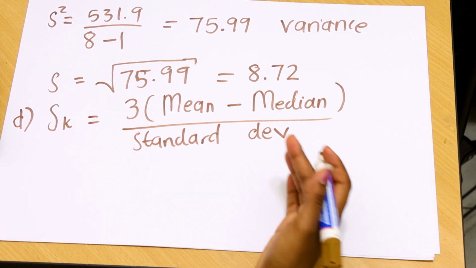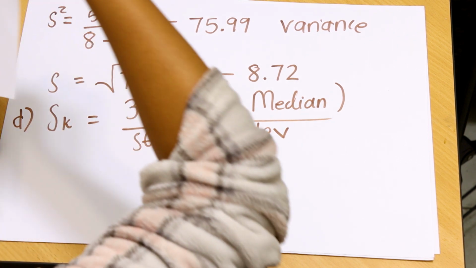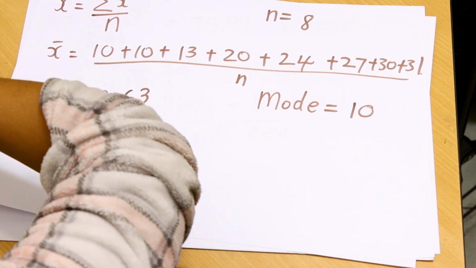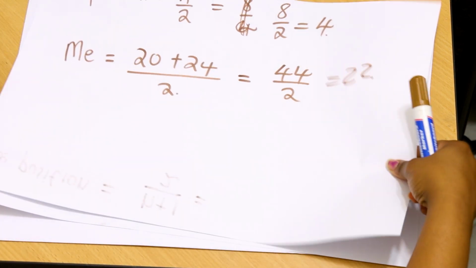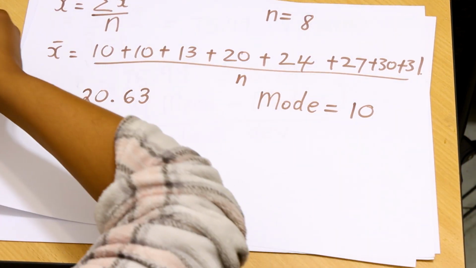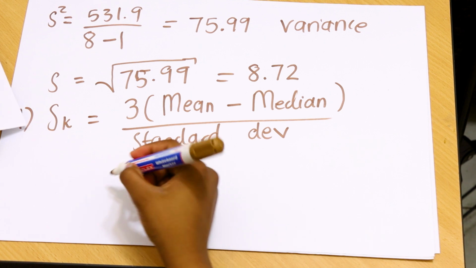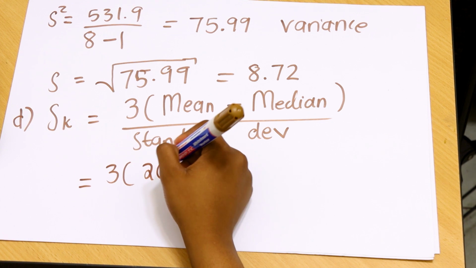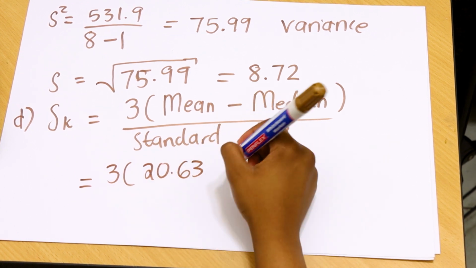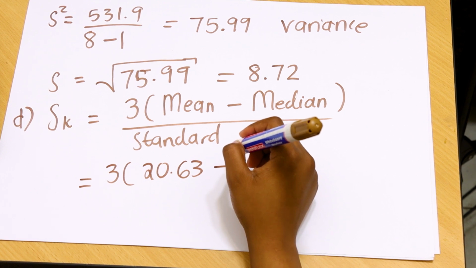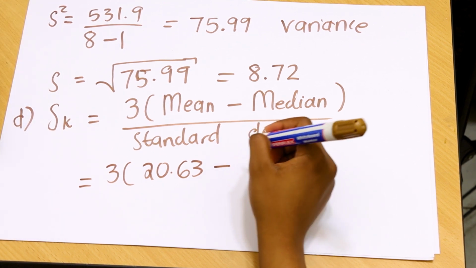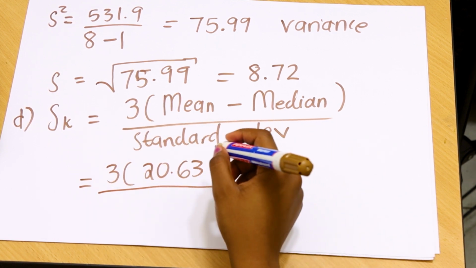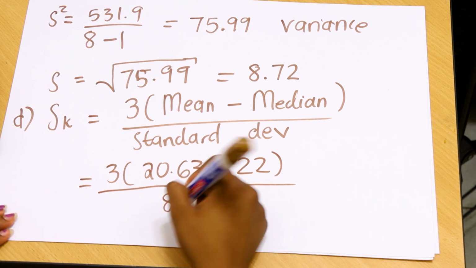So from the first one, we found that the mean is 20.63, and we found our median to be 22. So we are going to proceed to use these values. So it's going to be 3 times 20.63 minus the median of 22 divided by the standard deviation, which is 8.72.